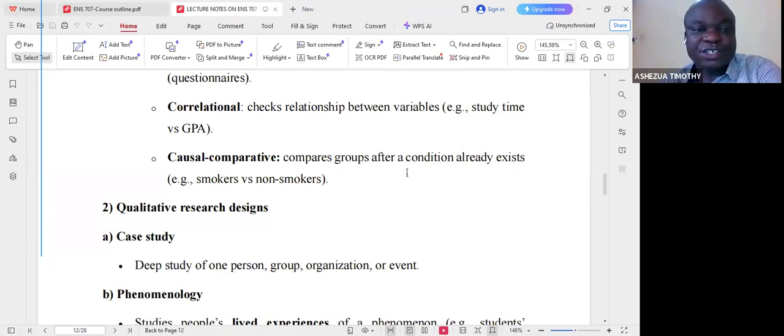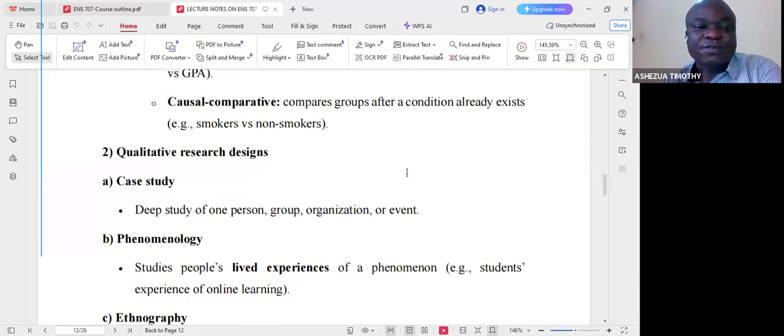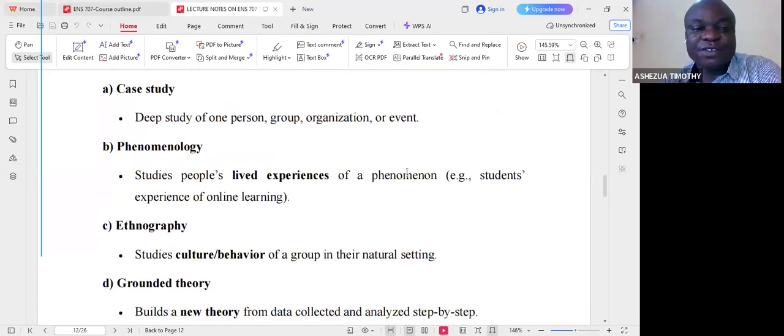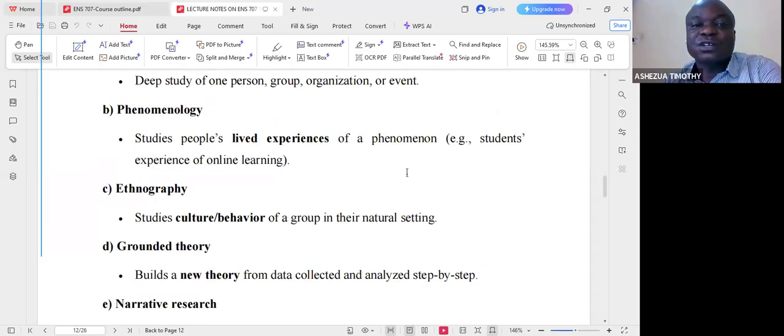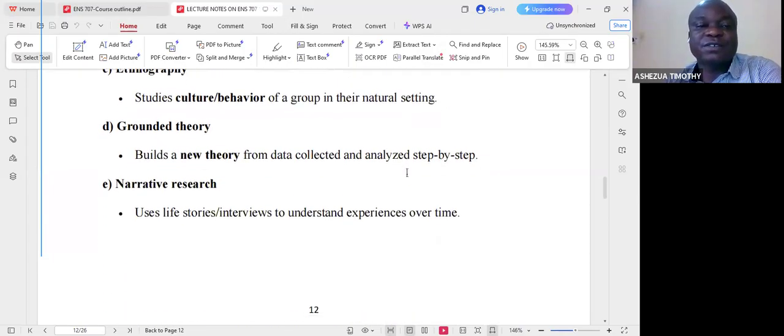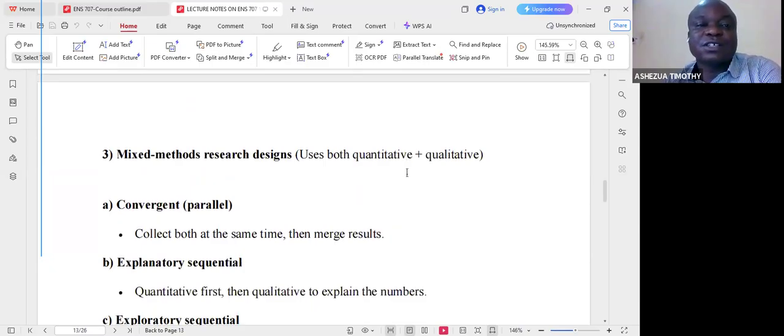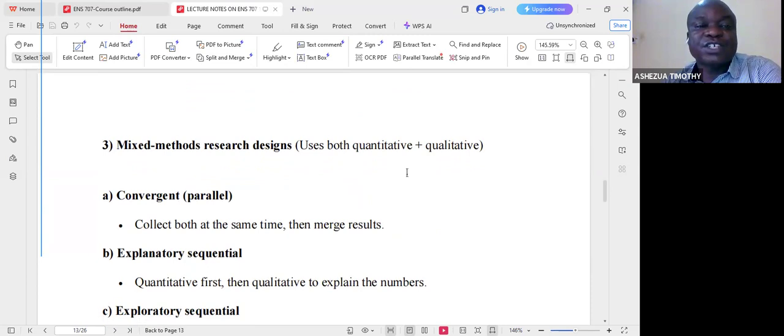Under qualitative research design, we have case study, phenomenology, that studies people's life experiences. When you are studying people's experiences while they are alive, it is grouped under that. Then we have ethnography, that studies culture and behavior of a group in their natural settings. We have grounded theory, we have narrative research.